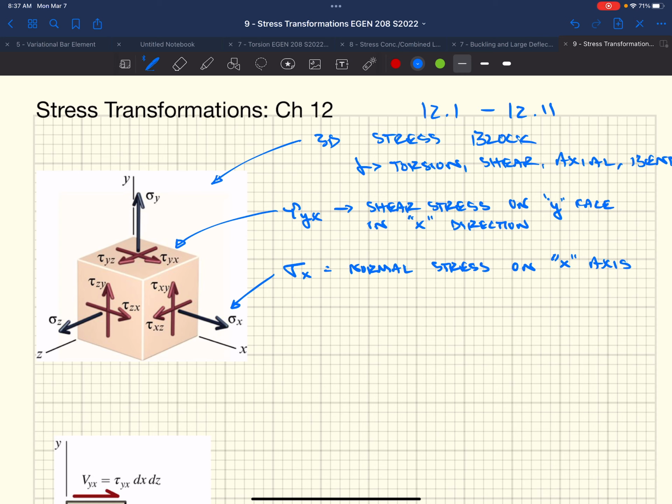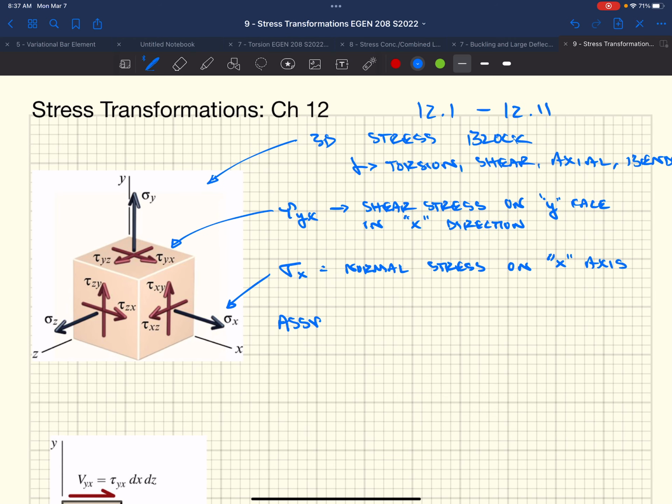In this class, to keep things fairly simple, and honestly, it's not that bad of an assumption with respect to applicability to a lot of conditions and cases in the real world, we're going to assume plane stress. Plane stress means that everything denoted on the z face goes to 0. So everything on the z face, that is sigma z, tau zx, tau zy, the shear stress on the z face in the x direction and the y direction, we're going to say all of those equal 0.